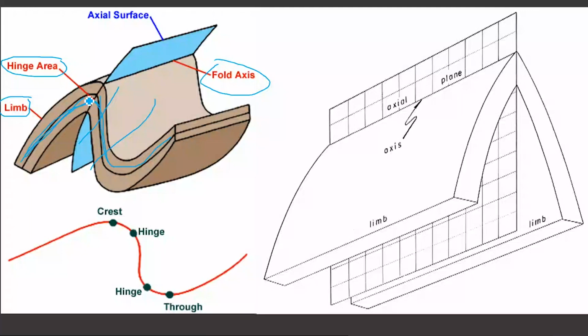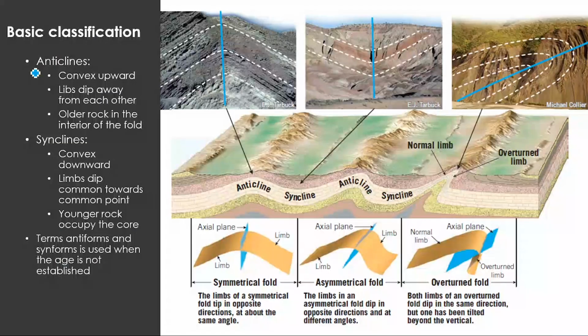If the folding is convex upward, where the limbs are dipping away from each other, and the older rocks are seen in the center and the younger rocks are seen in the outer layer, this is younger, this is older, so this is called an anticline folding.